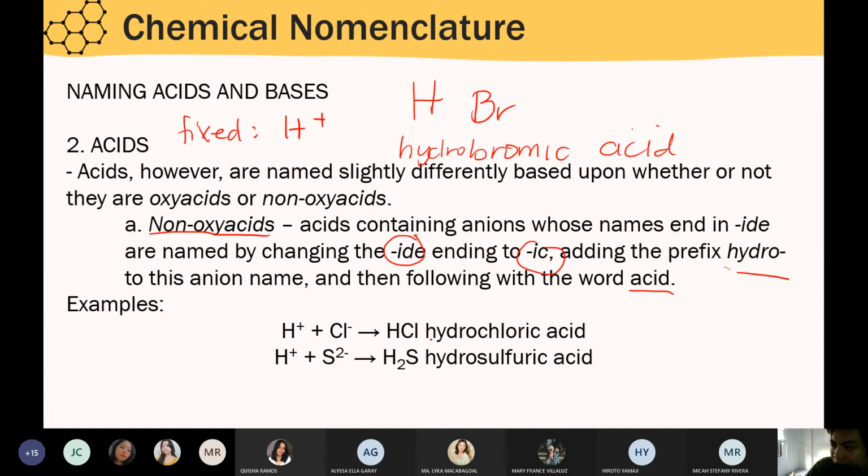If you see a hydro word here, that means that your anion ends with ide. Okay? So, ganun. That's the shortcut.